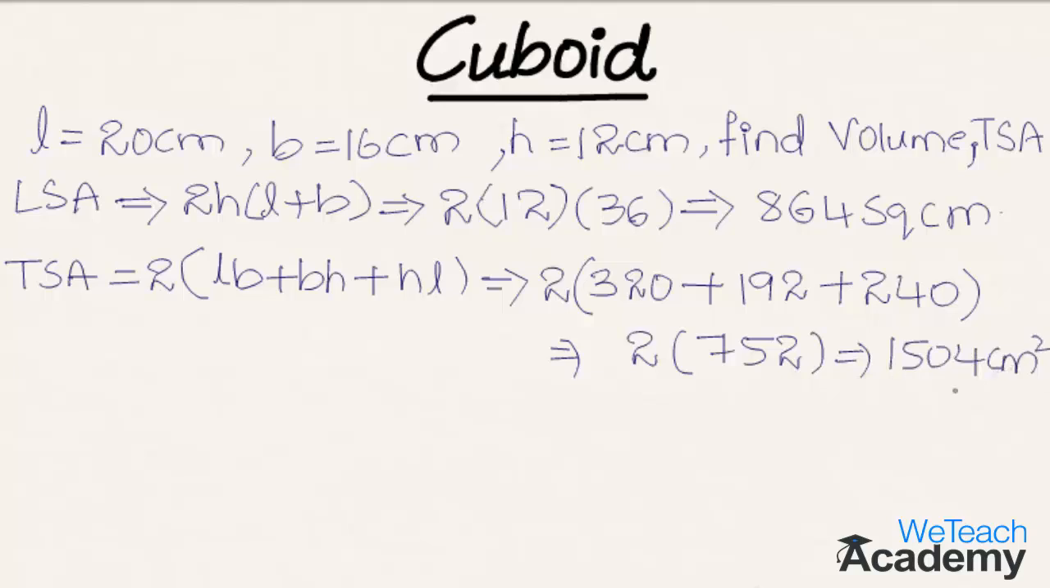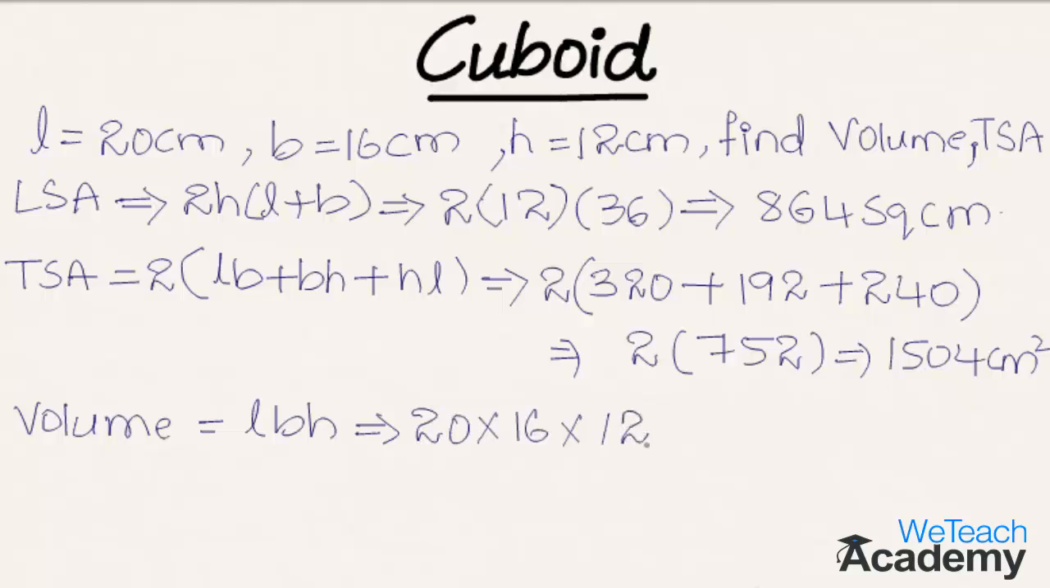Then coming to the volume. The volume of a cuboid is given by the formula length into breadth into height. Substituting all the values of L, B and H in the formula, we get 20 into 16 into 12. So we get the product as 3840 centimeters cube.